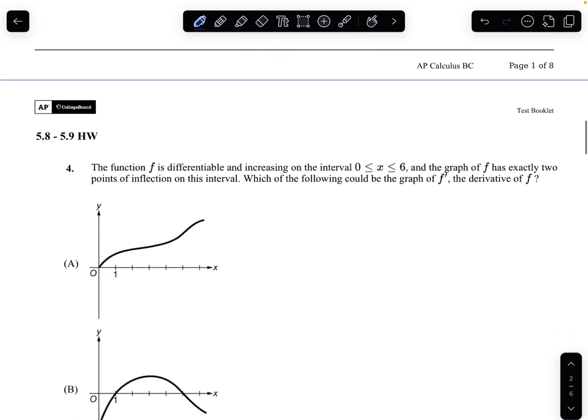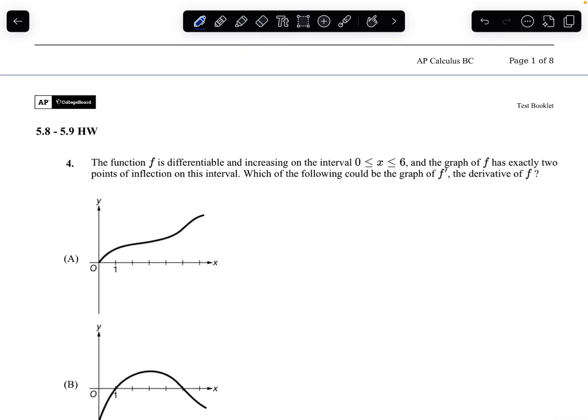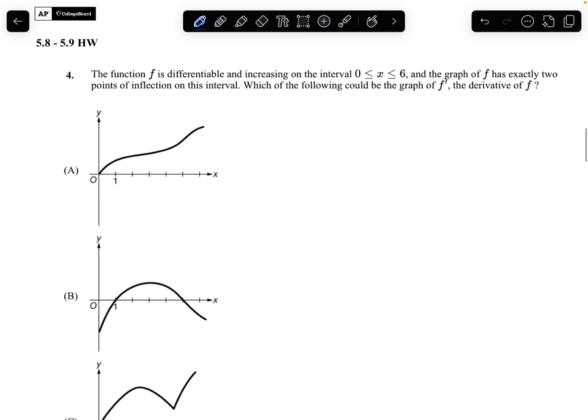All right, so we got 4. These ones are kind of fun. So the function f is differentiable and increasing on the interval from 0 to 6. So keep this in mind. f is differentiable and increasing, so f is increasing on this interval. This means that if f is increasing, f prime is positive.